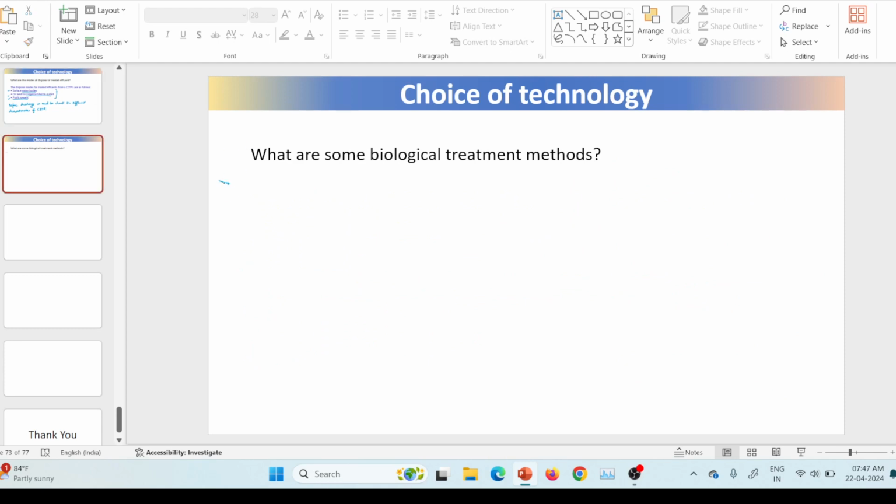Like you can study about SBR. SBR is nothing but, first study about ASP, the activated sludge process. We will not talk about these processes in detail, but we'll just touch the topics. ASP is the activated sludge process.